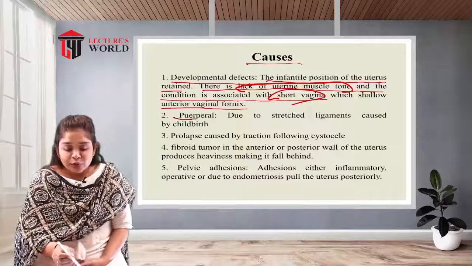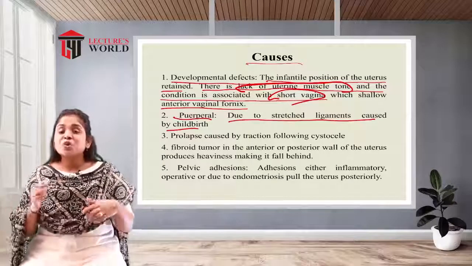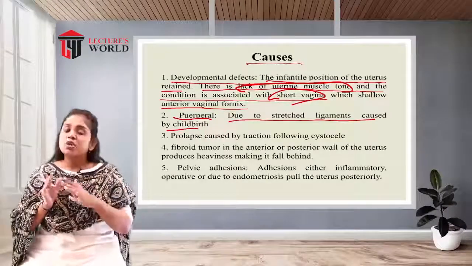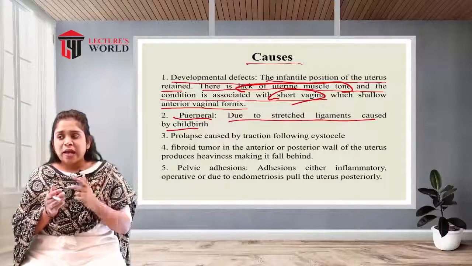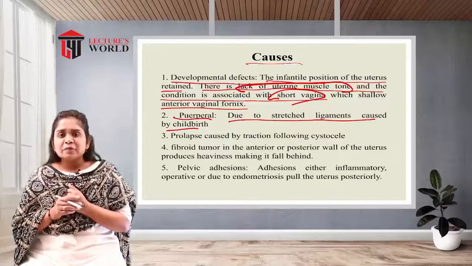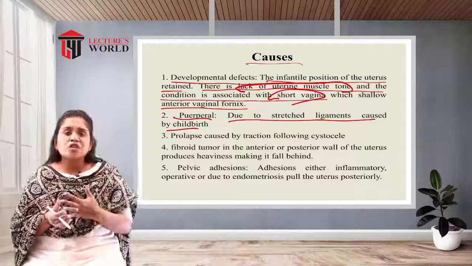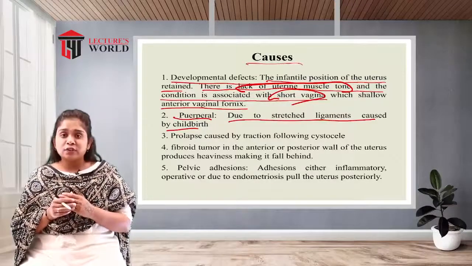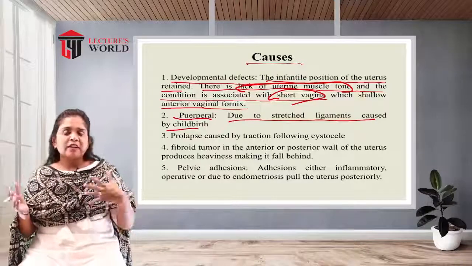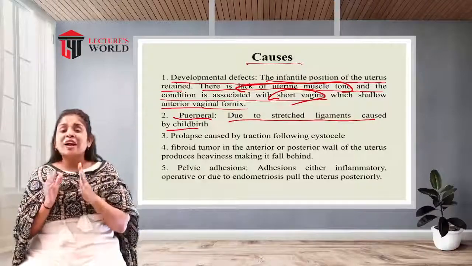Then the peripheral cause, the stretching of ligaments caused by childbirth. So we can say due to the excessive stretching, or the overstretching of the muscles. I'll give you one example. When the mother is pregnant for the first time, all the physiological changes will be coming inside the body of the mother. So the uterus, the bladder, the abdominal muscles, the pelvic muscles, everything is going to have changes.